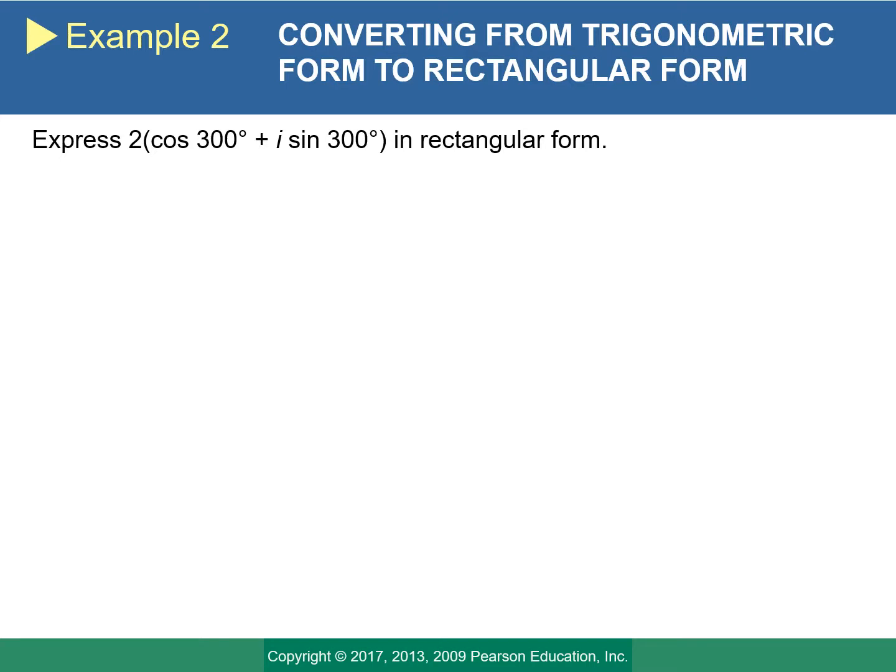So let's try out this example now that we've learned a little bit about polar or trigonometric form of a complex number. So this says express 2 times cosine 300 degrees plus i sine 300 degrees in rectangular form. So this is a number in complex polar form or trig form, and we're told to write it in rectangular form. So the rectangular form, as a reminder, is just x plus yi. This is how we learned about complex numbers. They were in this form. This is the new part, the polar or trig form. So we're converting. We're going back and forth. This time we're starting with polar, we're going to rectangular.